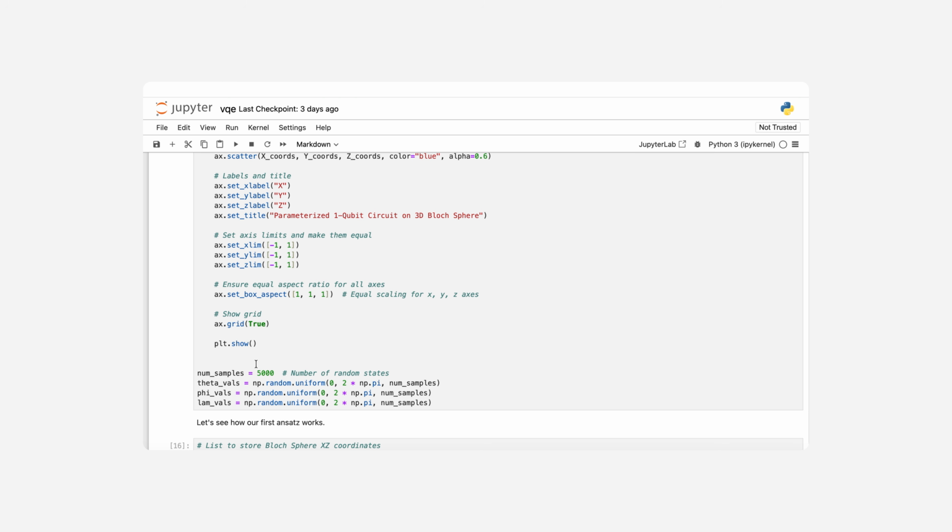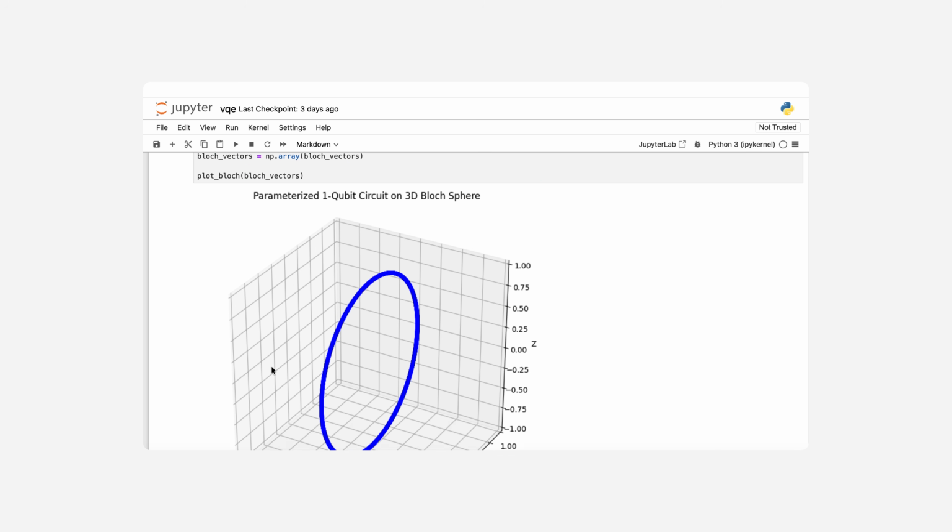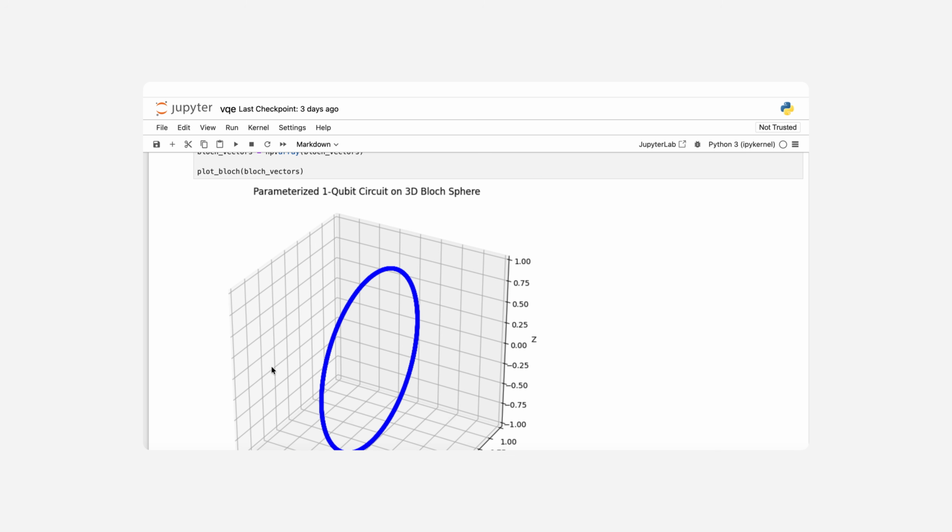To see whether each ansatz is adequate in exploring the full state space of a single qubit, we'll take 5,000 random values for each parameter, then plot each trial state on a Bloch sphere. We want the surface of the Bloch sphere to be covered by the trial states. As you can see, the first ansatz with only one parameter only covers a ring around the Bloch sphere, not the entire surface.